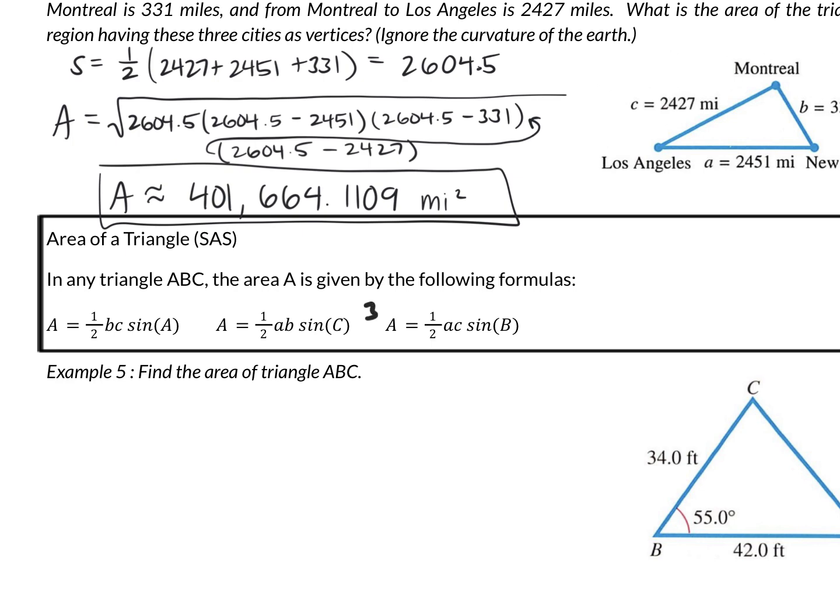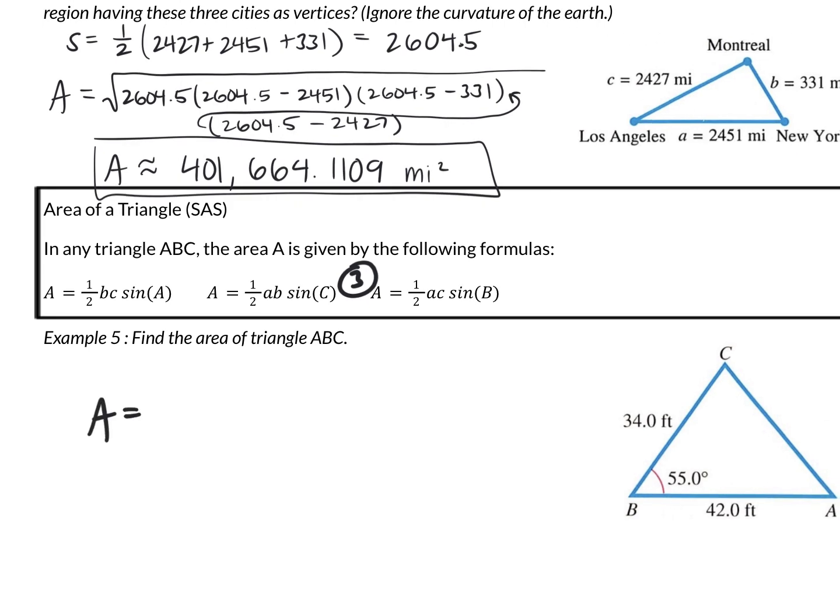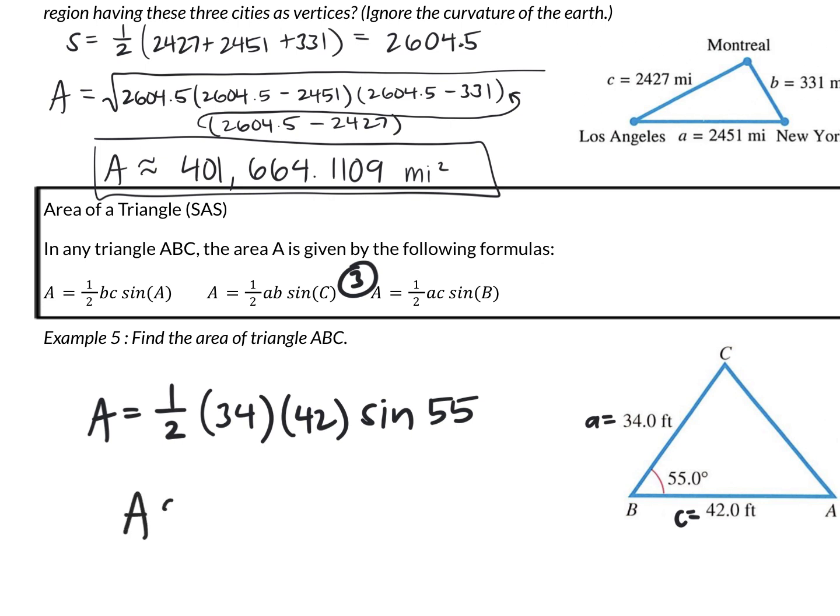So I'm going to use the third one there, plug in all my information, and then plug it in the calculator. So my area is 1/2 A, which is 34, times C, sorry, which is 42, times sine of B, which is 55. Plug it all in, and you should get approximately 585 feet squared.